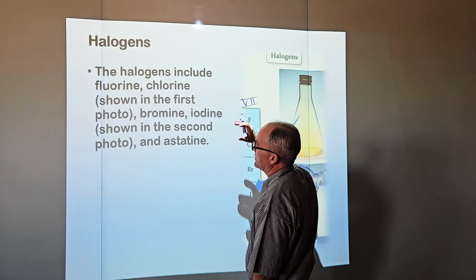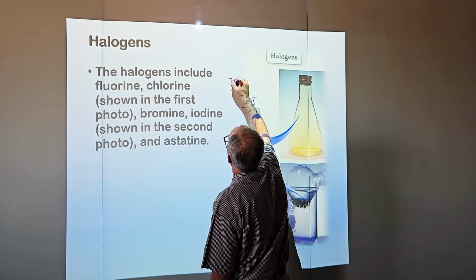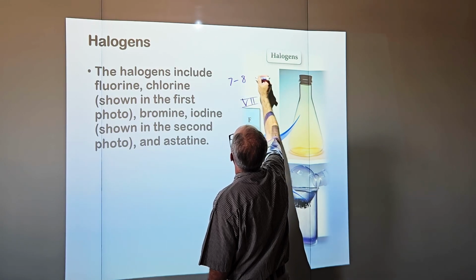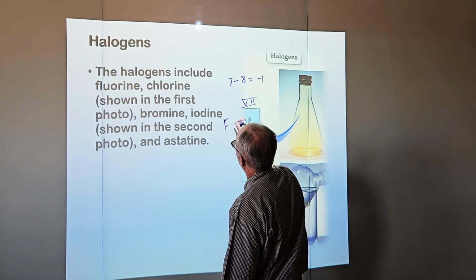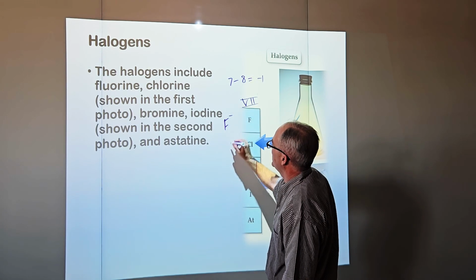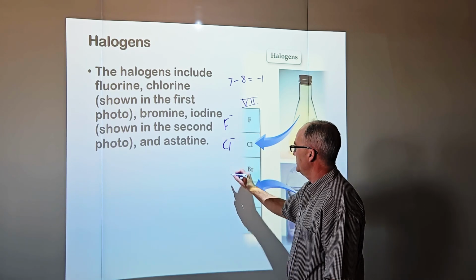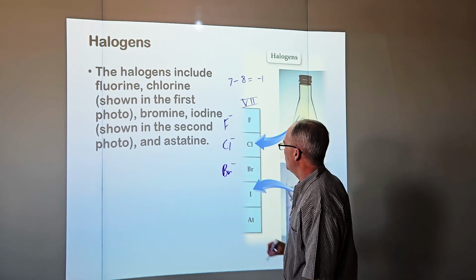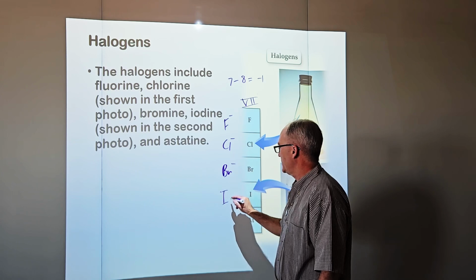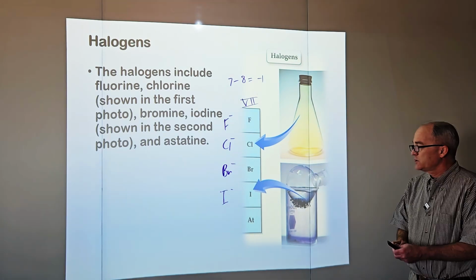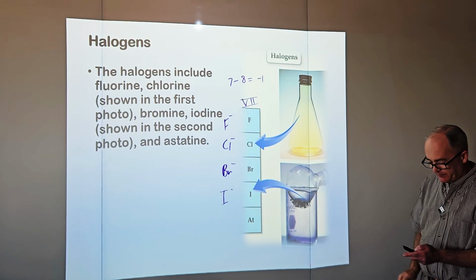So 8 is like a magic number. What is 7 minus 8? Right, so fluorine here becomes fluoride. Chlorine wants to be chloride. Bromine likes to be bromide. Iodine likes to be iodide. So that's one way to look at it.